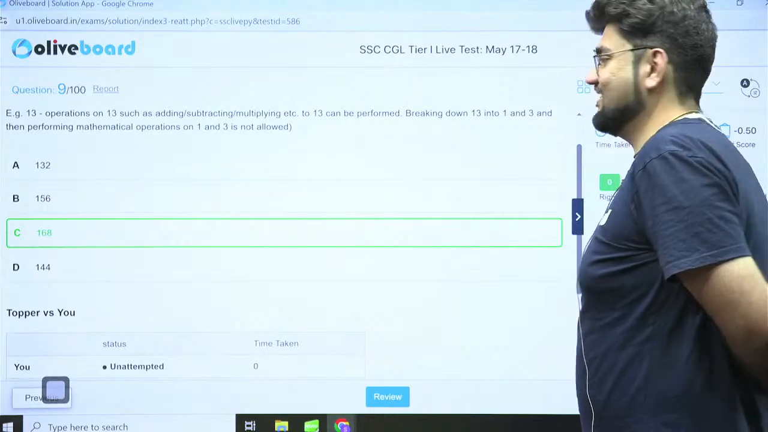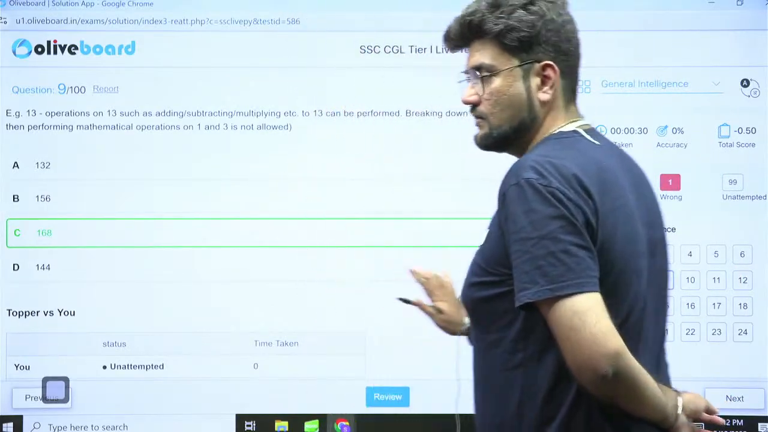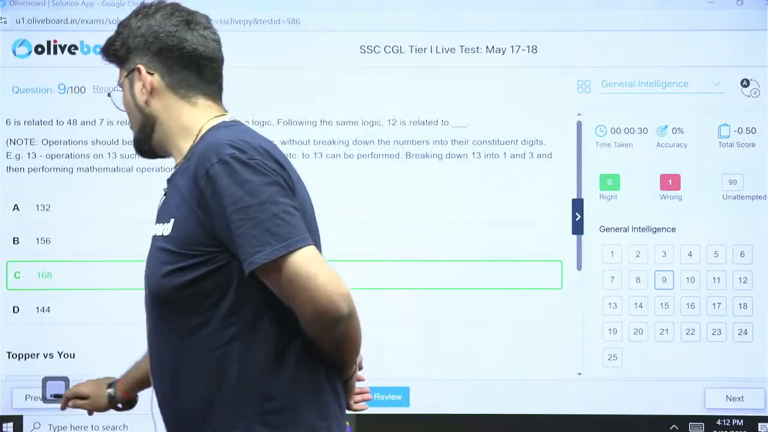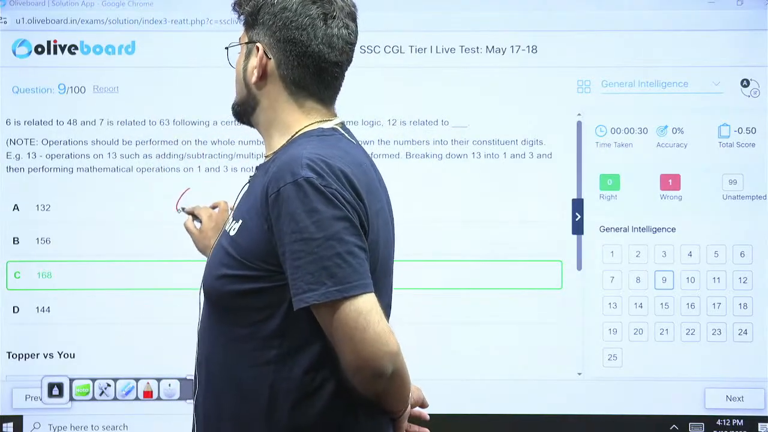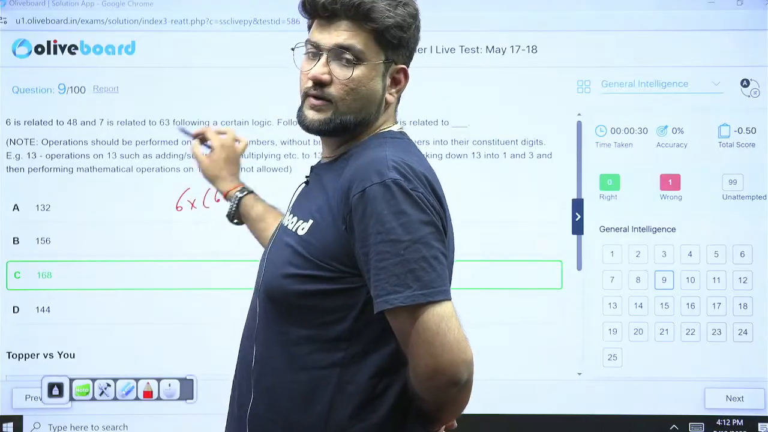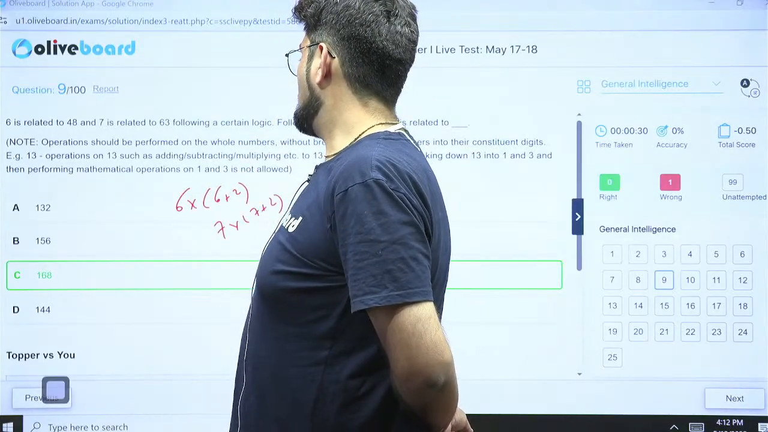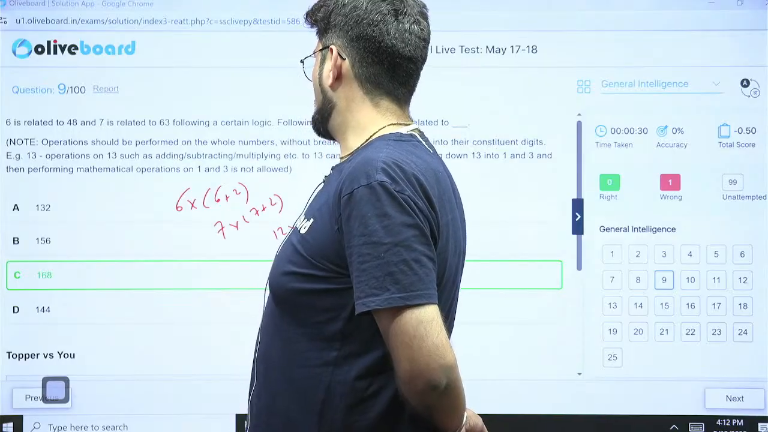Cool. Next. Yeah, you want me to write it down, or I think it's perfect, right? I'll just write it down for you if in case it is required. So 6 into 6 plus 2. This is what is happening. Either you do it this way or you write 6 square plus twice of 6. 7 into 7 plus 2. So similarly 12 into 12 plus 2. Now 12 plus 2 is 14.